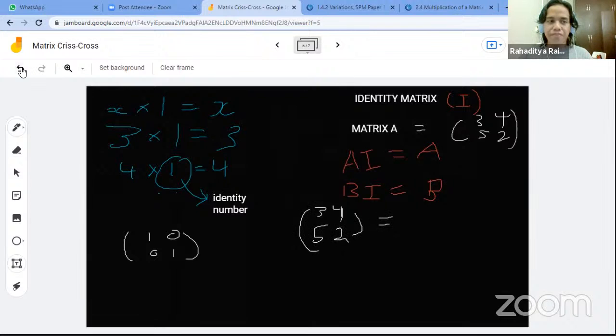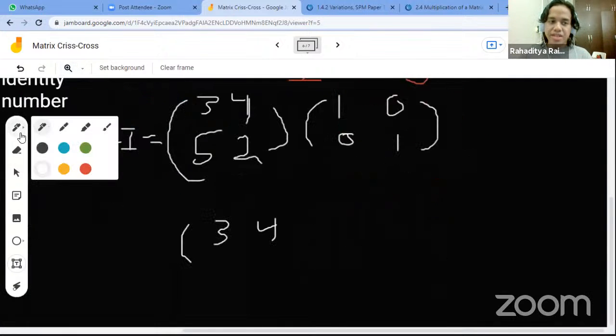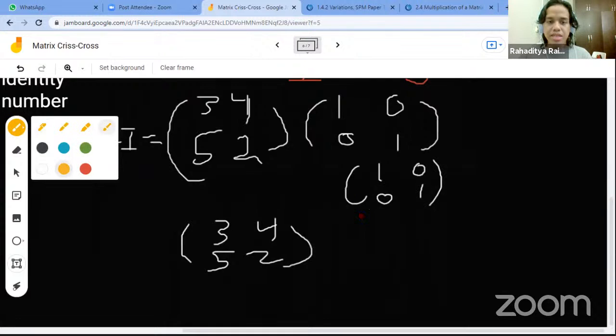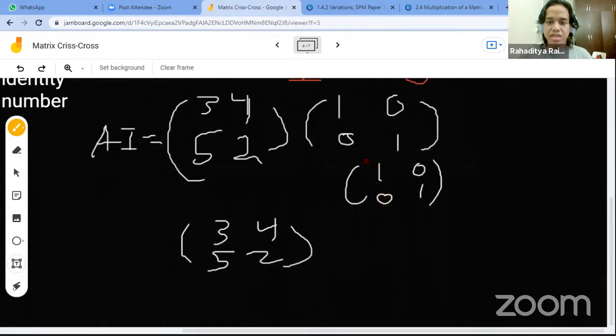So we have 3, 4, 5, 2 times 1, 0, 0, 1. Of course, you multiply these two. This is what you call AI. When you put these side by side, you do the crisscross method as usual, like with any other multiplication.